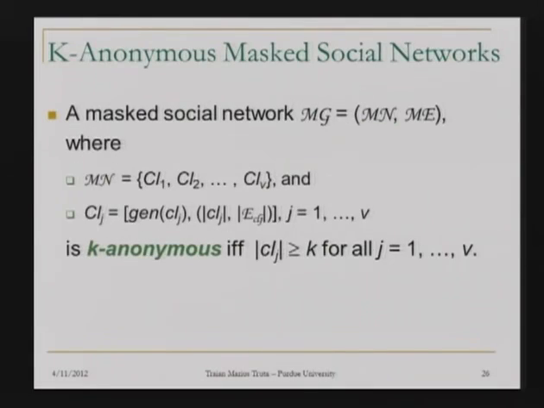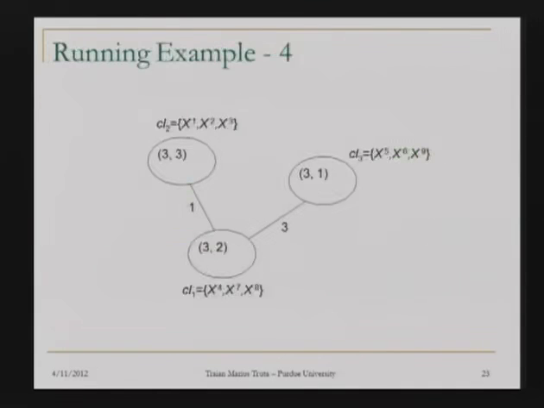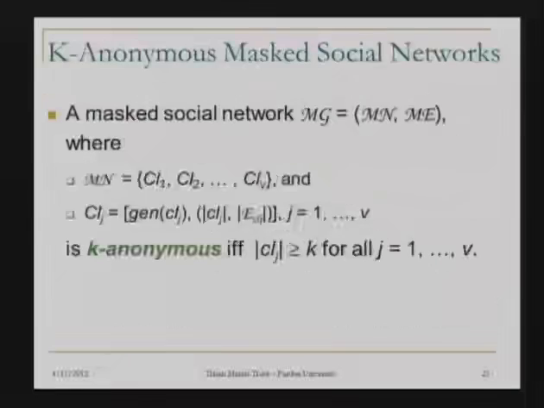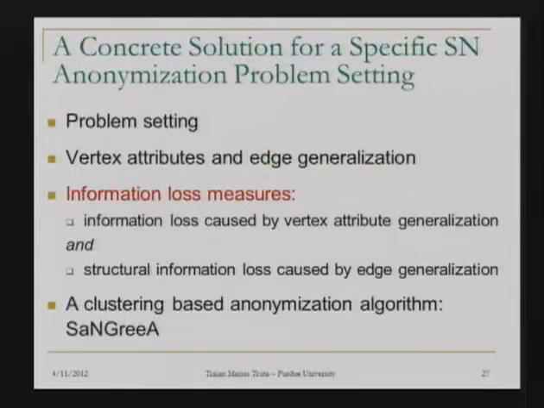Now, a mass social network, we call it K-anonymous if every node in the mass social network has the size of at least K. And as in our example, every supernode has the size of at least 3. Therefore, this is 3 anonymous. Now, let's focus on optimizing the anonymous social network through the information loss measure. So we want to measure how much information is lost.